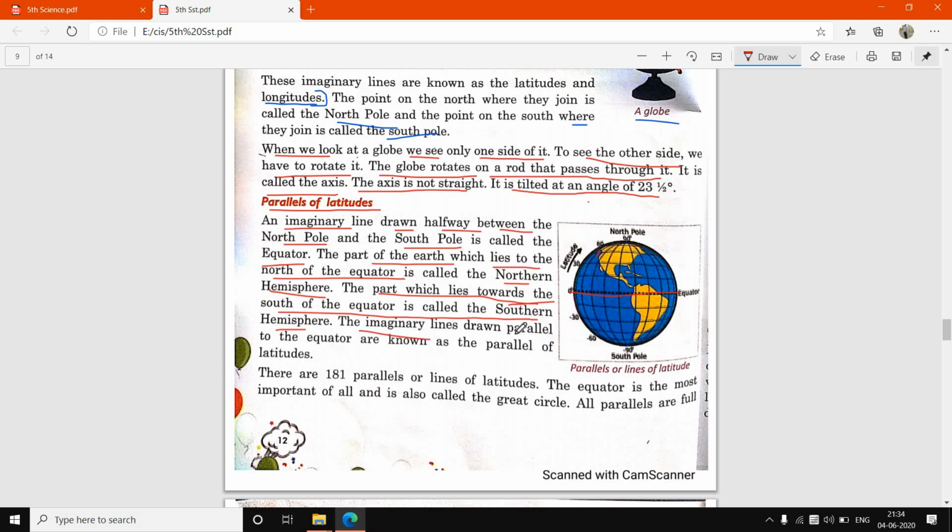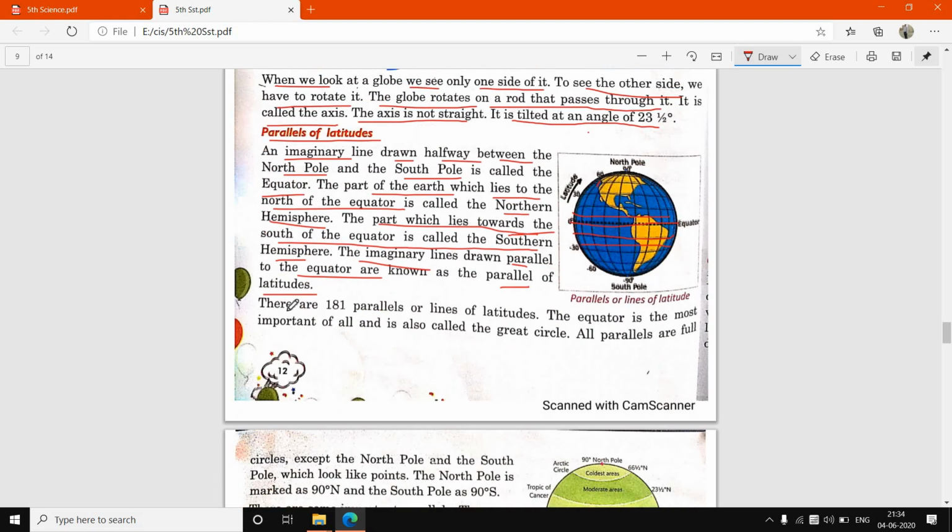The imaginary lines drawn parallel to the equator are known as parallels of latitude. So this is our equator, and the imaginary lines that we draw parallel to the equator, we will call latitudes. Now there are 181 parallels or lines of latitude.